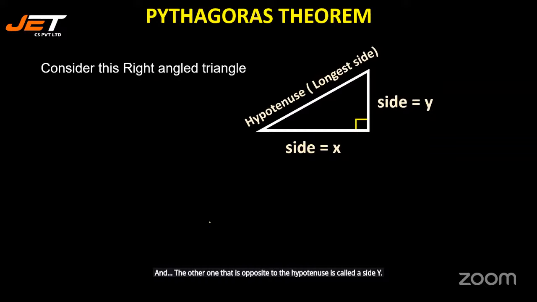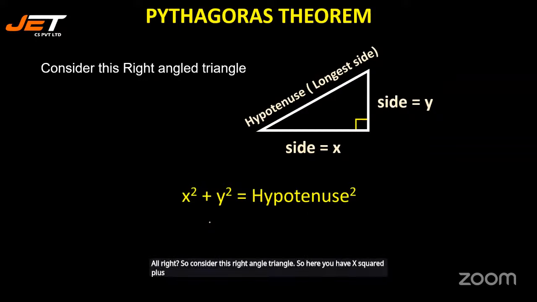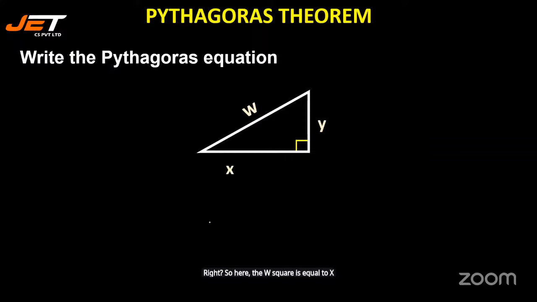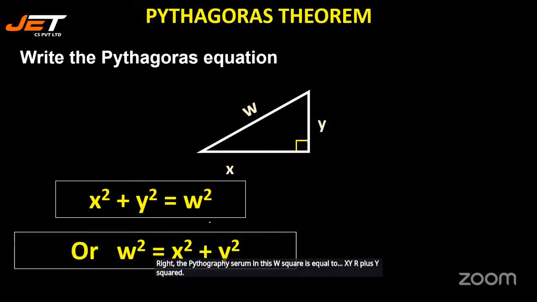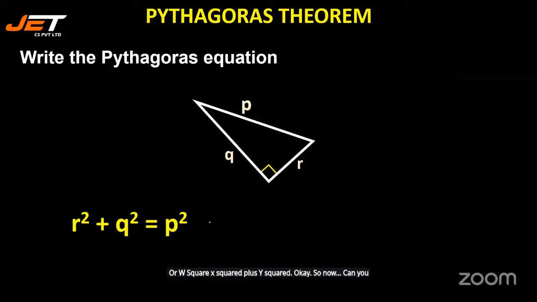All right. So consider this right angle triangle. So here you have x squared plus y squared is equal to hypotenuse. Right. So here the w square is equal to x square plus y square. Write the Pythagoras theorem in this. W square is equal to x square plus y square. All right. So now, can you write the Pythagoras theorem in this?